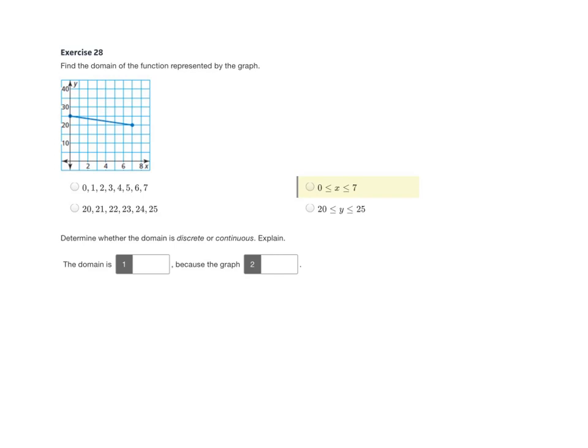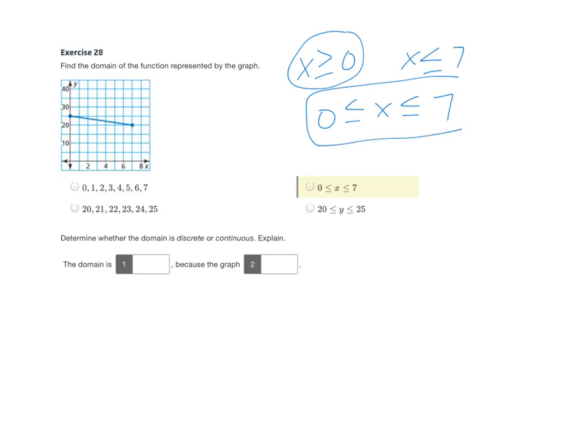Alright, on this one we've got find the domain of the graph. So this is a line, right? So we know that it's going to be continuous. We know that x is going to be greater than or equal to 0. And we know that x is going to be less than or equal to 7. We're going to take the small one and flip it. That gives us 0 less than or equal to x less than or equal to 7. That is our domain right there. The domain, this is continuous because the graph is a line segment.